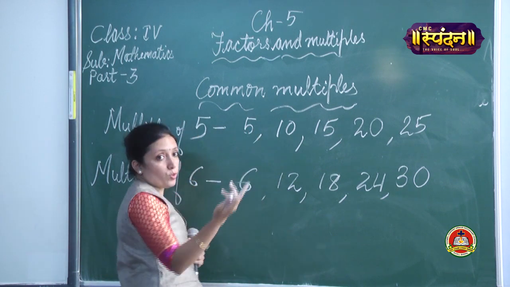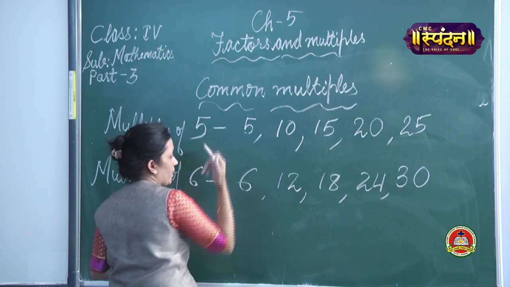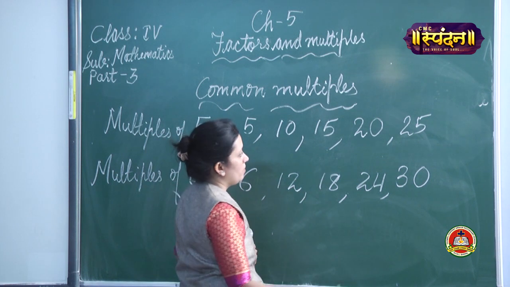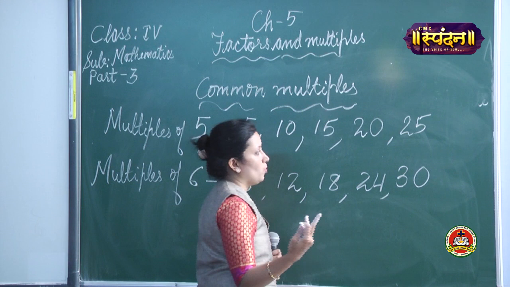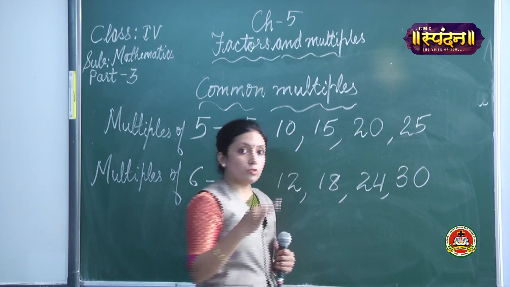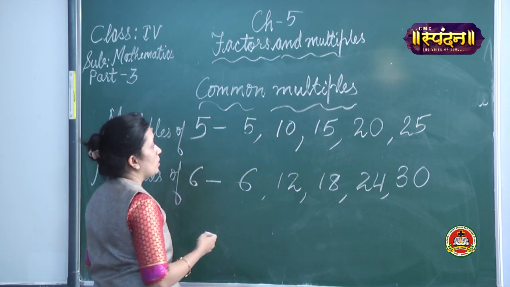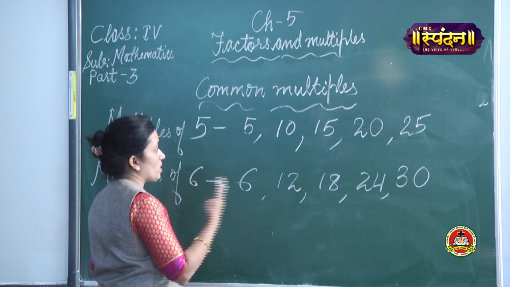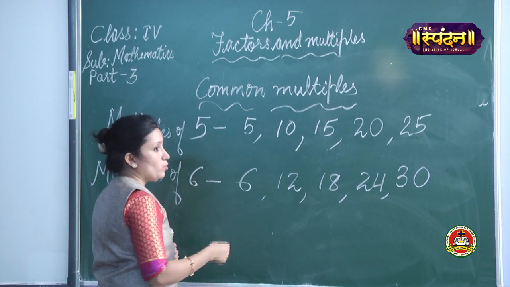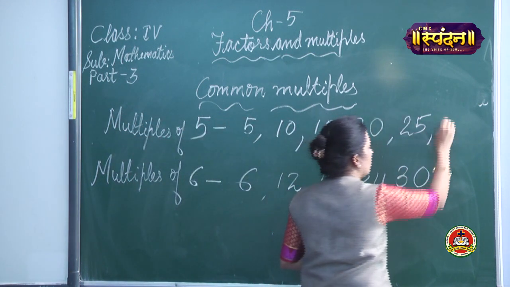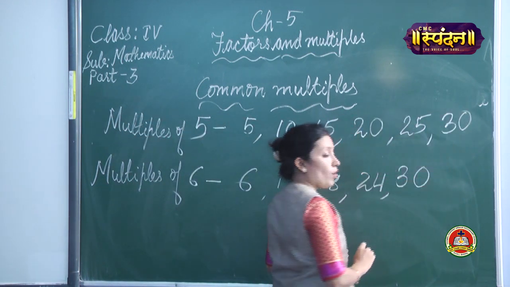See, 5, no, they are not sharing. 6, not sharing. 10, not sharing. 15, not sharing. 20, are they sharing? No. So if I need to find a common one, I am not able to, if my question is still only up to here, nothing is matching. So what I need to do is search more to find at least one common.